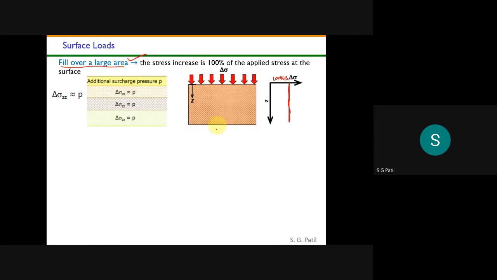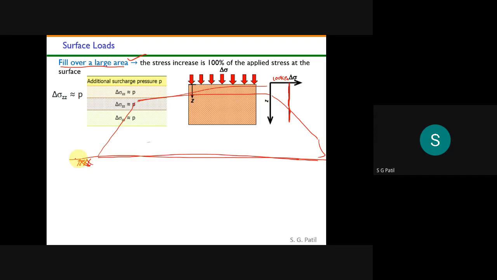Suppose you want to build an embankment. A railway embankment's width will be very small, so that will not come into this category. Suppose you are building some very large embankment, and this is my ground level. Here the stress increase will vary uniformly.